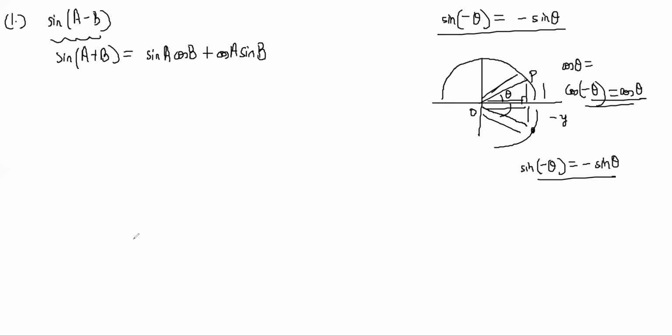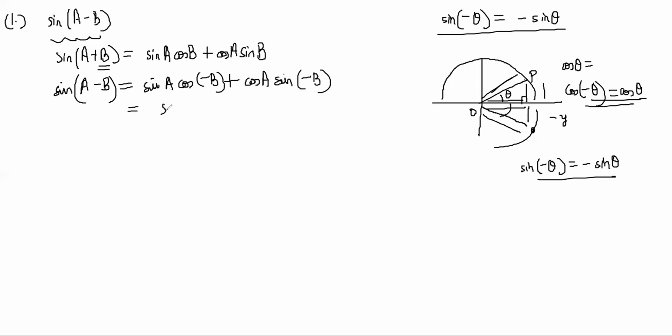So now if you put minus b instead of b in this formula, you get sine a cos of minus b plus cos a sine of minus b. So this becomes sine a cos b minus cos a sine b, right? That is sine of a minus b. Makes sense?